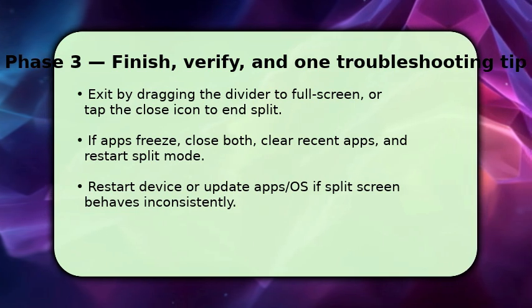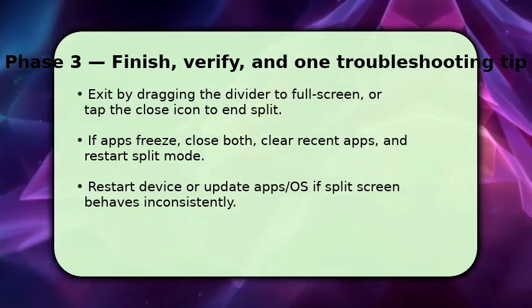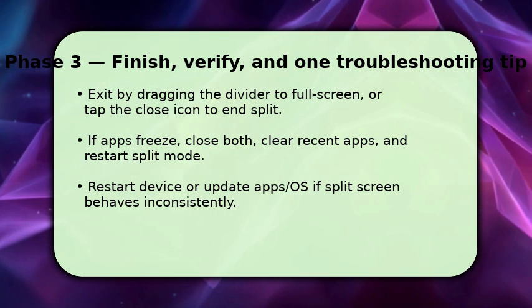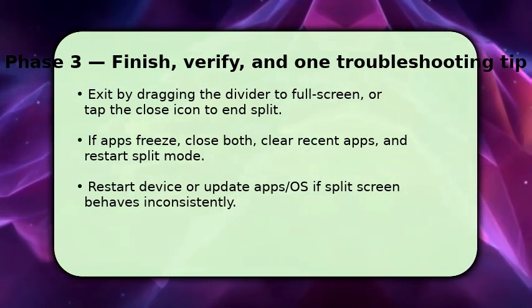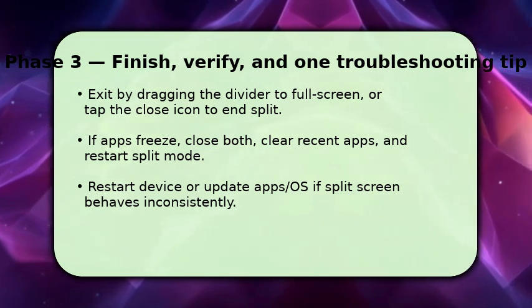This often resolves memory conflicts. Make sure apps and the OS are updated, and if problems persist, reboot the device. If split screen still fails, check manufacturer settings. Some phones hide split features.